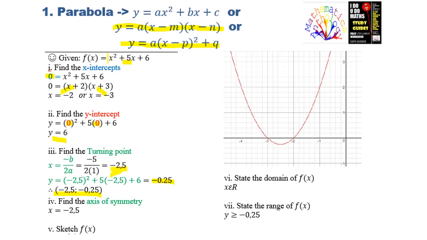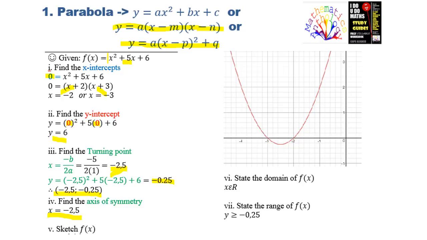The next one, find the axis of symmetry. The axis of symmetry, remember, is the x value of the turning point, and that was negative 2,5. So my axis of symmetry is an equation which is x is equal to negative 2,5.